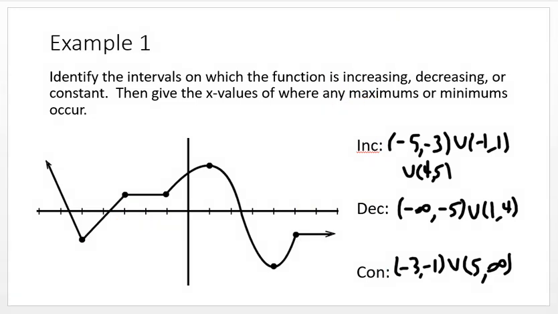Now the next part of the directions asked us to identify the maximums and minimums of the graphs. So you want to look for where the graph has switched from decreasing to increasing, or the other way around. So for example, here is a low point of the graph. This is the location of a minimum. We have a maximum up here at this high point of the graph. And then if we continue along, here's another place where it switched from decreasing to increasing. So we would also call this one a minimum.